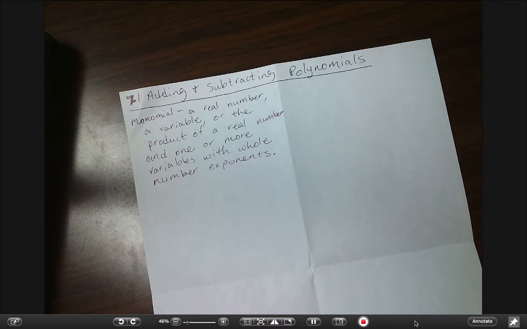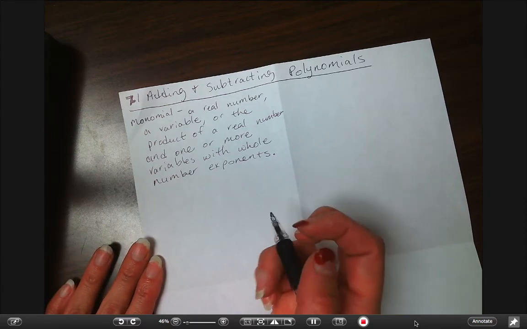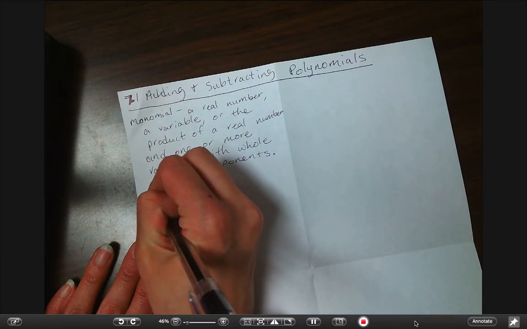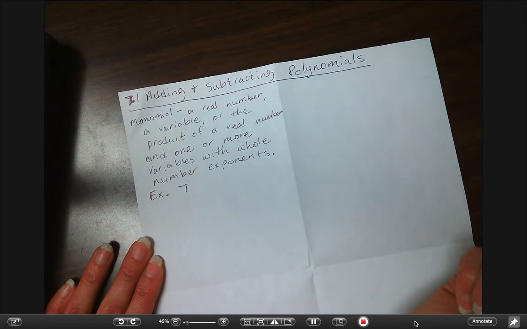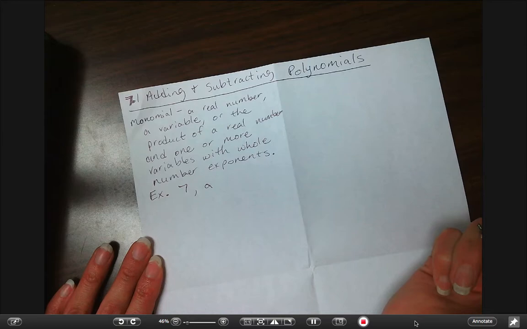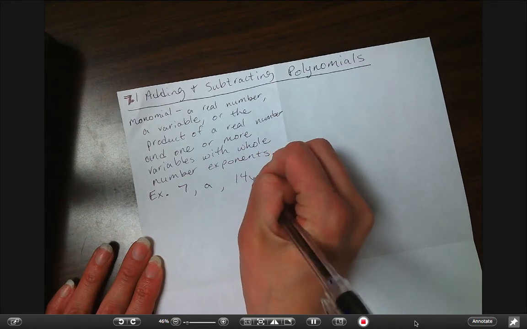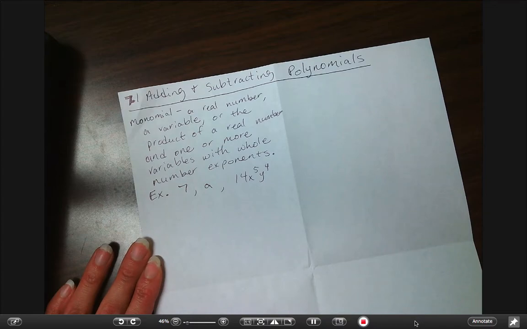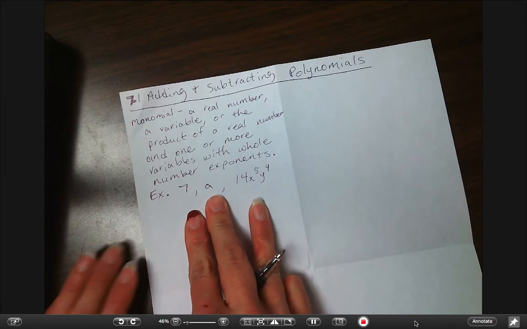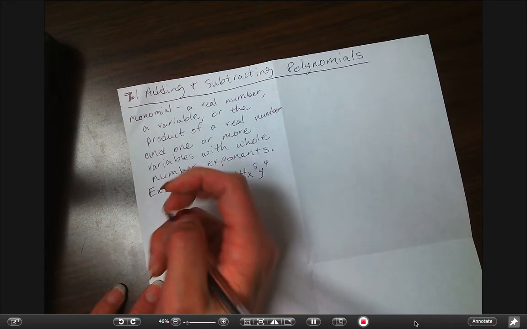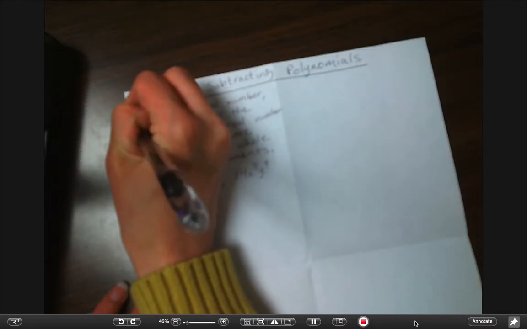Now, if I'm going too fast, you can pause this video to get this written down and start it again when you're ready to go on. I'm not going to pause as much as I normally would during class. So an example of monomials, we're talking about one term here. 7 is a monomial. A is a monomial. And 14x to the 5th, y to the 4th is also a monomial. This is 3 different examples of monomials. That is your first vocab word.